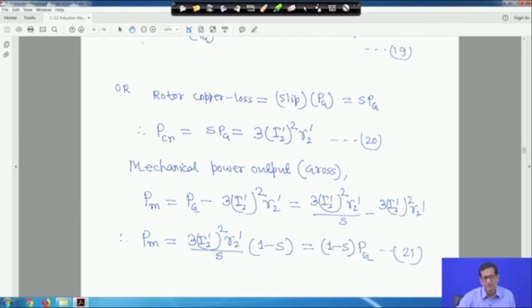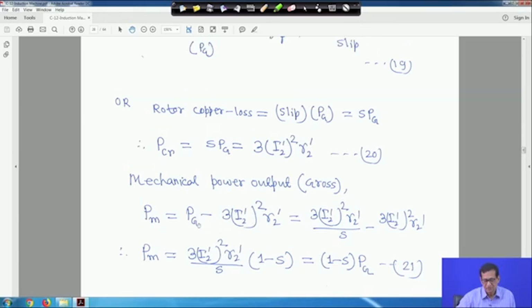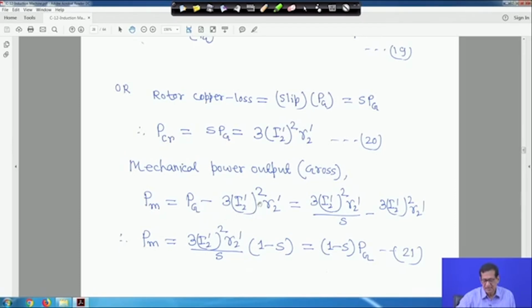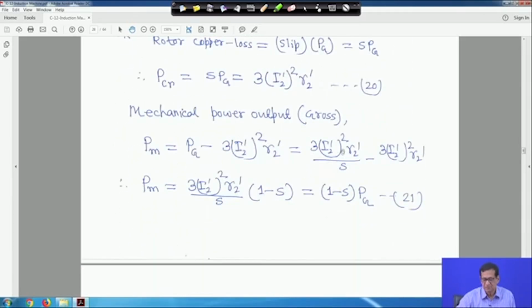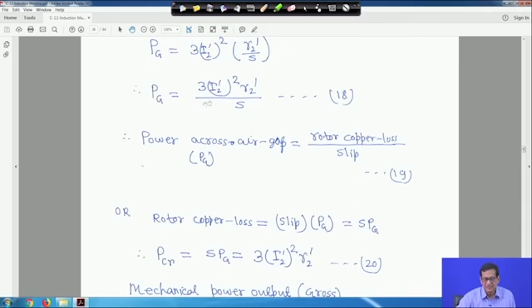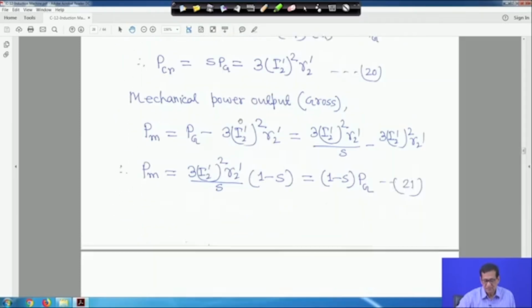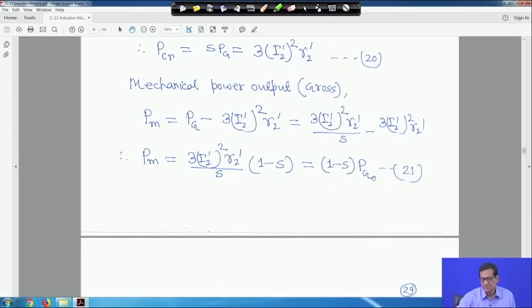Now, the mechanical power output, that is the gross power, PM is equal to PG, the power across the air gap, minus the rotor copper loss. So PM is equal to PG minus 3 I2 dash square into R2 dash. But PG is equal to 3 I2 dash square R2 dash by S. If you substitute this PG here and take 3 I2 dash square R2 dash upon S common, it will be 1 minus S, and this part is PG. So it is equal to 1 minus S into PG. This is equation 21.